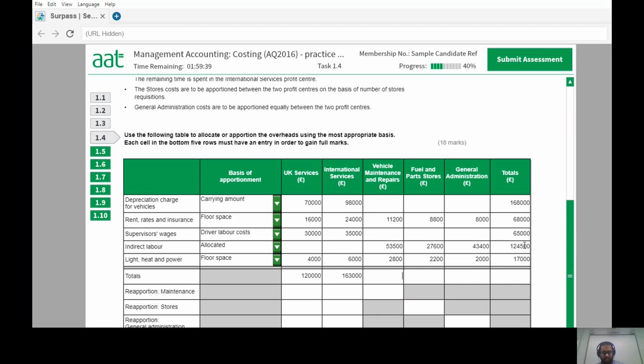Add all of the next one, 11200 plus 2800 plus 5350. So it's 67500. Next one is 11,000 plus 27600. 38,600 there. And the next one is going to be 53,400. Add all of them together.